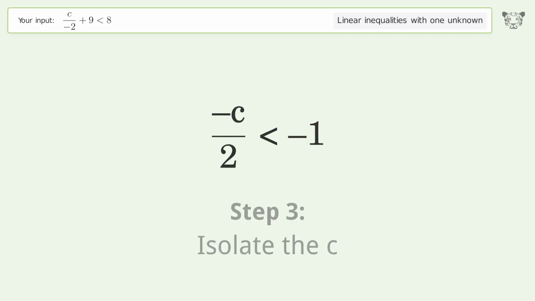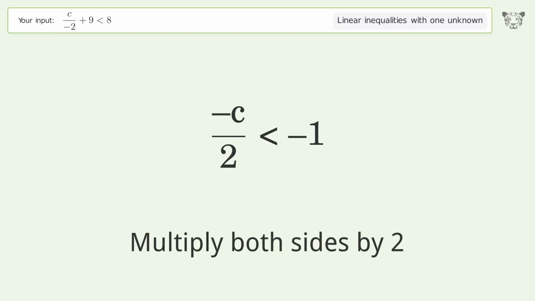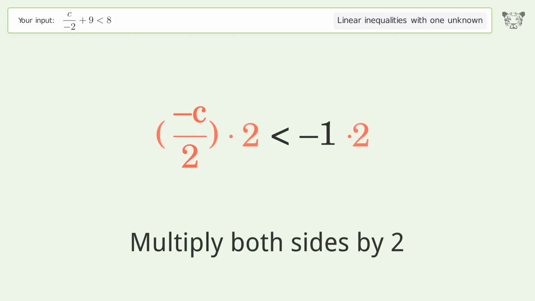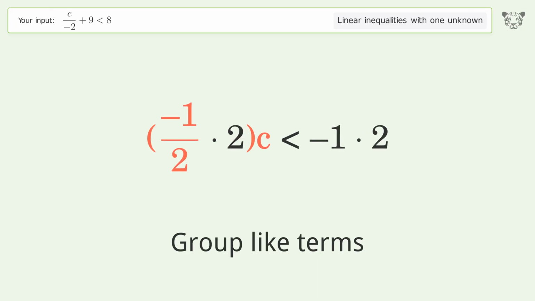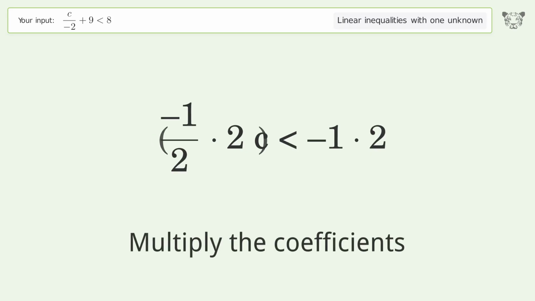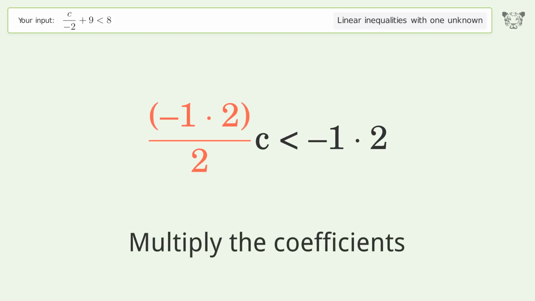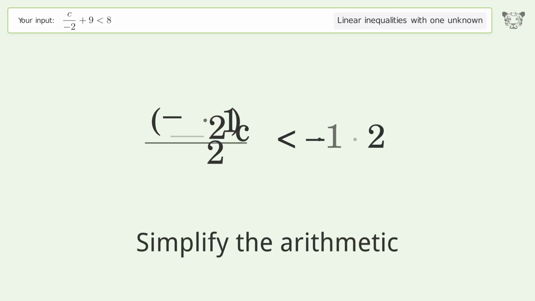Isolate the c. Multiply both sides by 2. Group like terms. Multiply the coefficients. Simplify the arithmetic.